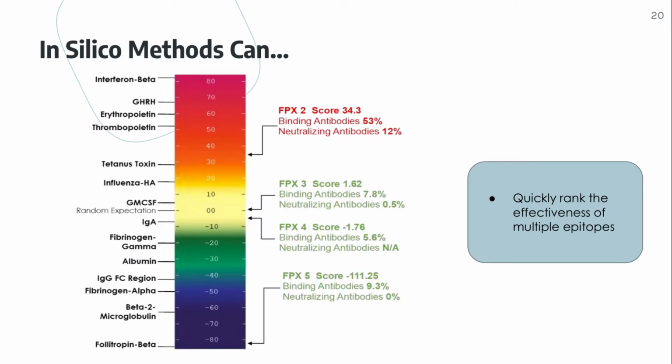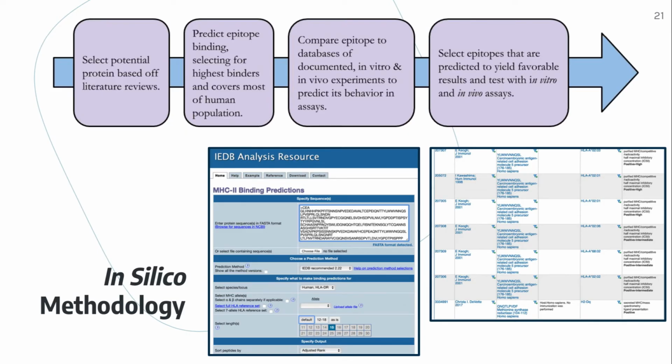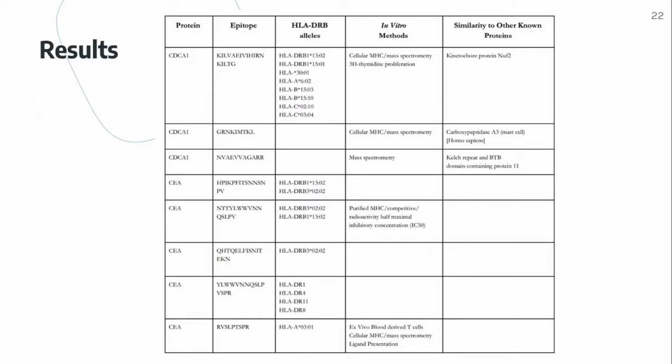Here's another excellent visual that in silico methods can produce that allows researchers to easily access information and determine a vaccine's effectiveness. In my study, I used the Immune Epitope Database, IEDB, and the consensus algorithms to determine a high binder from the lung cells.